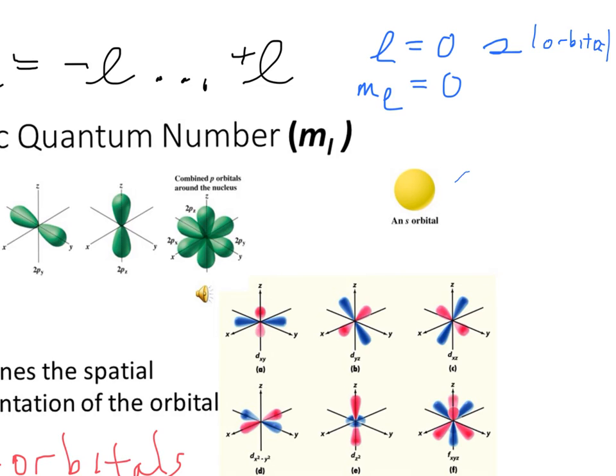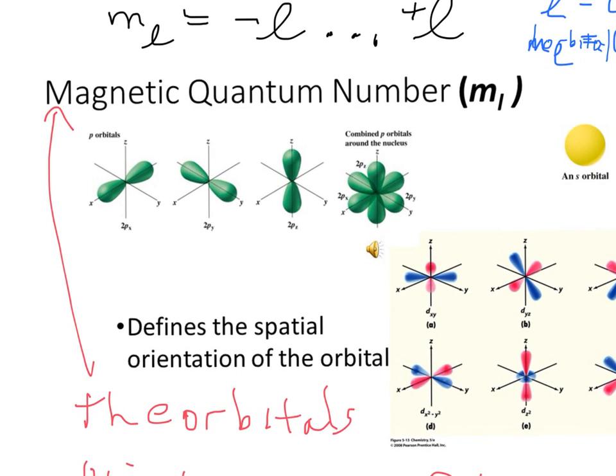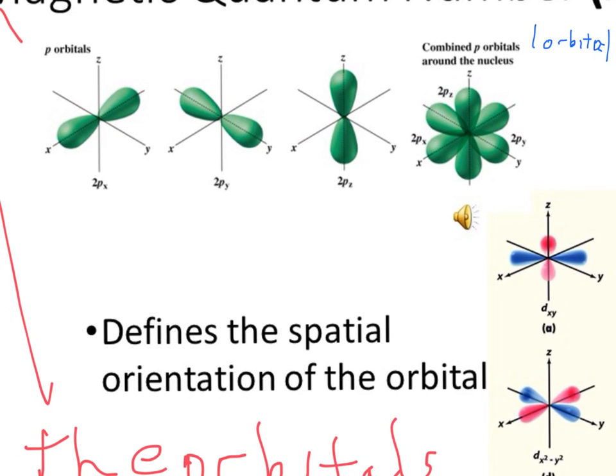Let's look at the more interesting case scenario here. Let's go with L equals 1. L equals 1? L equals 1. Maybe L can equal 1? L can equal 1. L can have any value from 0 to n minus 1. I didn't know that. Now you do.